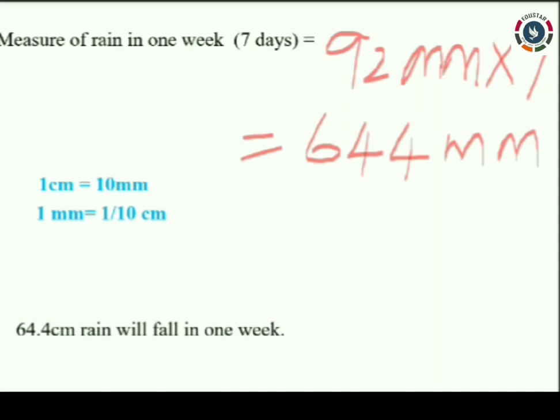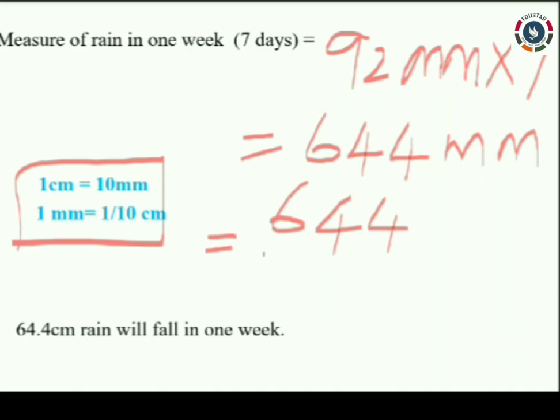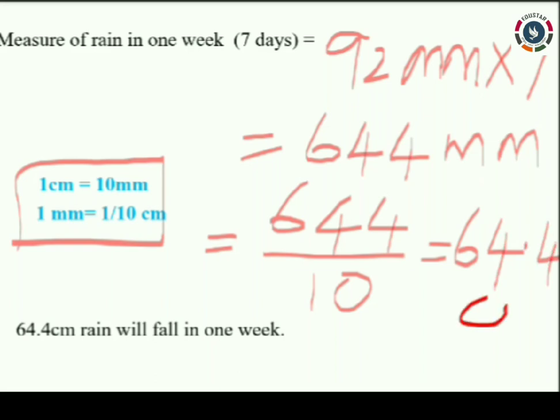Now you have to convert 644 millimeter into centimeter. Already you know this formula, right? 1 centimeter equals 10 millimeter. So 1 millimeter equals 1 by 10 centimeter. Here you have 644 millimeter, right? So divide by 10, you will get the answer as 64.4 centimeter. So 64.4 centimeter of rain will fall in 1 week.